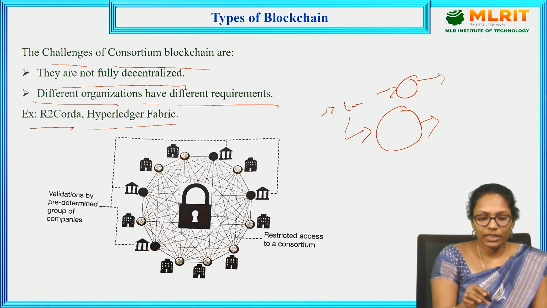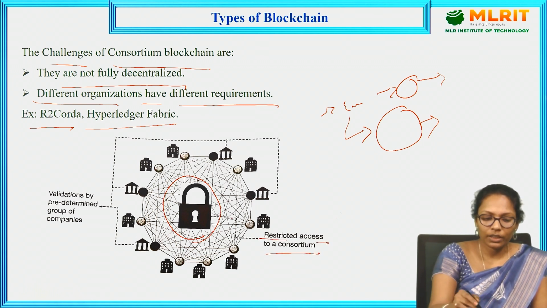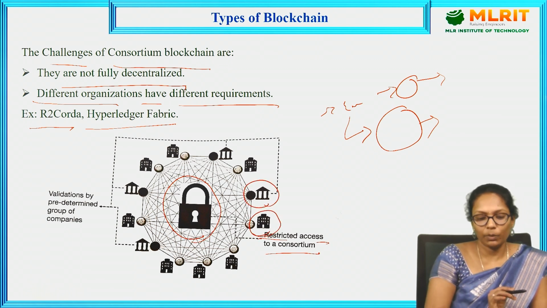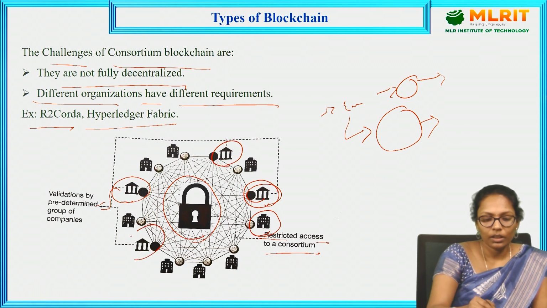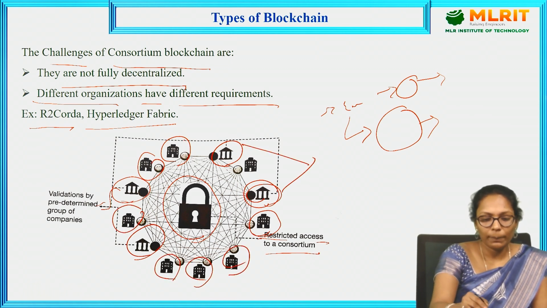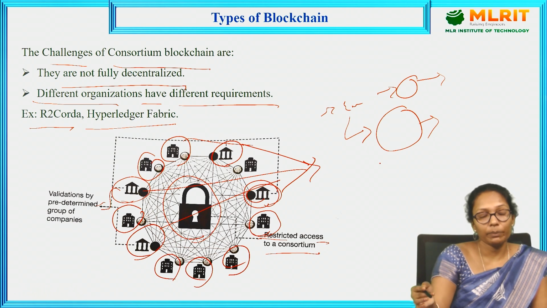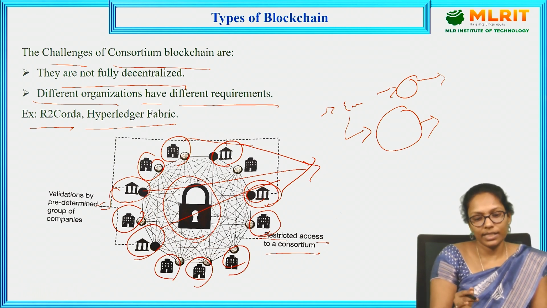So this diagram indicates a consortium. It is permissioned, that's why it is showing a lock picture, right? So restricted access to a consortium. If I observe here, we have two different types of nodes. This is one type of node and this is another type of node. This diagram indicates validations by a predetermined group of companies. These are pre-authorized companies, and the remaining ones are normal users. These are all companies, four determined companies are there to authorize these remaining users.